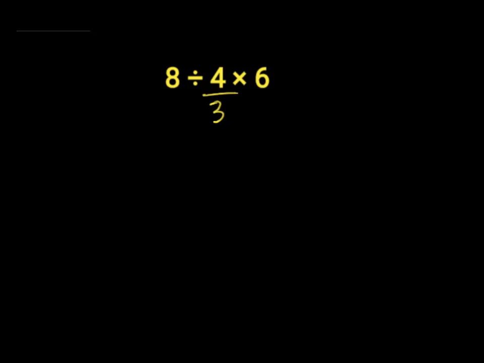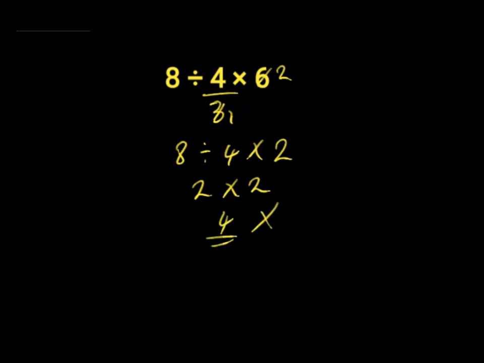8 divided by 4 over 3 times 6. 3 into 3 is 1, 3 into 6 is 2. Then we have 8 divided by 4 times 2. 8 divided by 4 will give us 2. Then we have 2 times 2. 2 times 2 will give us 4.